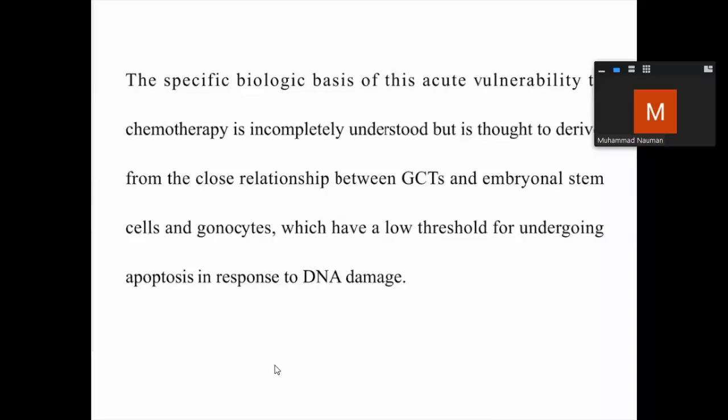The specific biologic basis of this acute vulnerability to chemotherapy is incompletely understood, but is thought to derive from the close relationship between germ cell tumors and embryonal stem cells and gonocytes, which have a low threshold for undergoing apoptosis in response to DNA damage. This is a basic point of why germ cell tumors are prone to damage after cisplatin-based chemotherapy induction, because they have a low threshold for undergoing apoptosis in response to DNA damage.